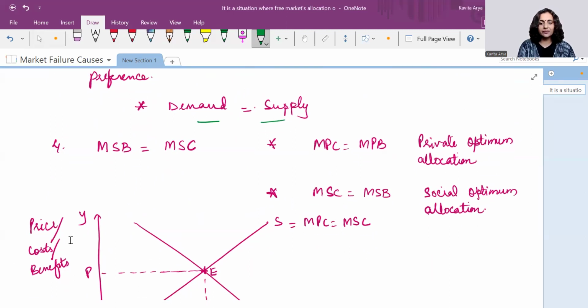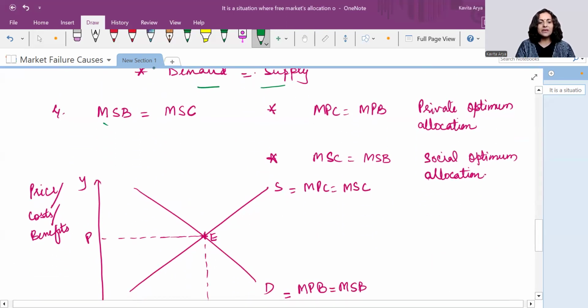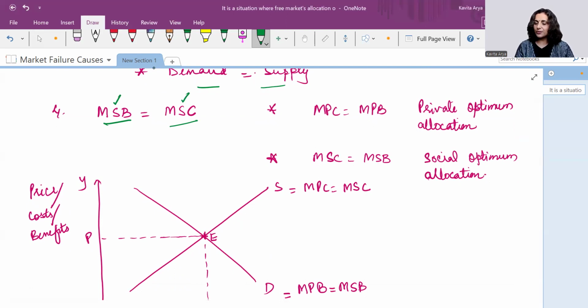And the most important out of this is we have the fourth point, MSB. I'm introducing it for the first time now here. MSB should be equal to MSC. What is it? This is marginal social benefit should be equal to marginal social cost. Let me explain the same.